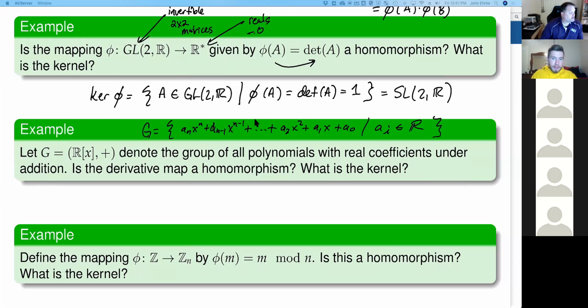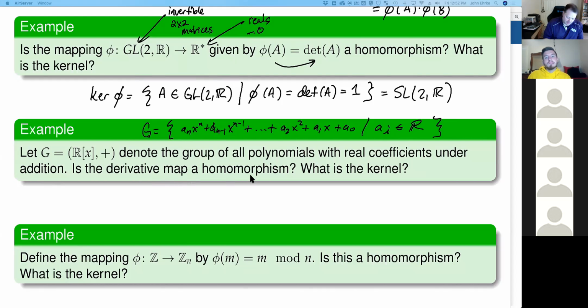That's our group. It's the set of all polynomials with real coefficients, and the operation I'm going to use is addition. So I'm adding the polynomials together. Is the derivative that we know from calculus, is the derivative map a homomorphism? So let's think, what would the derivative map look like here?